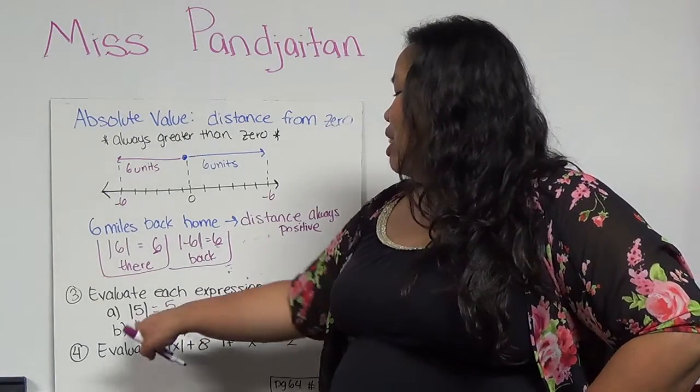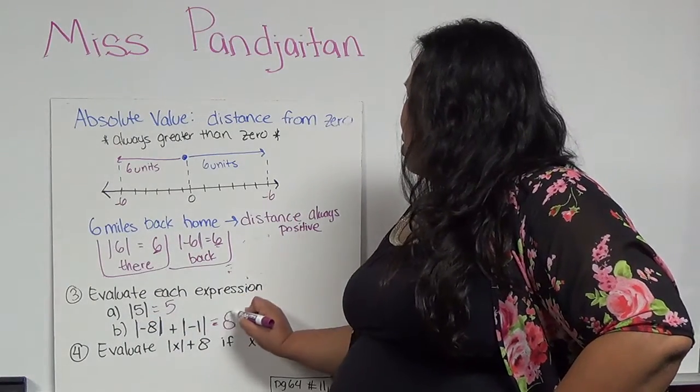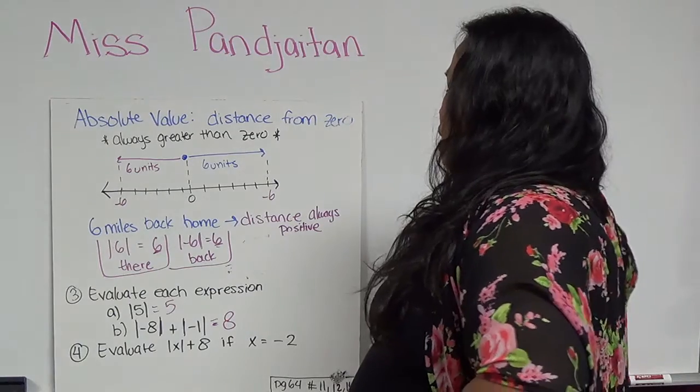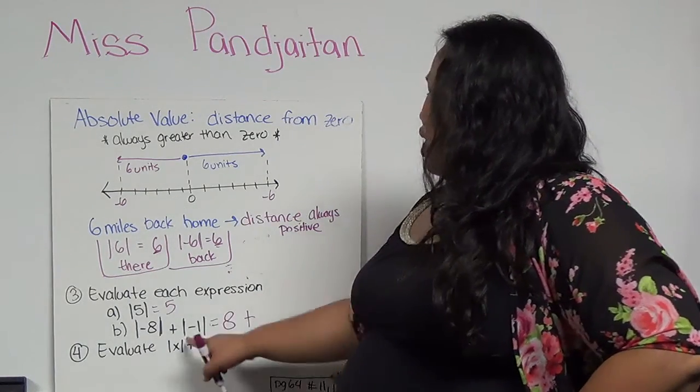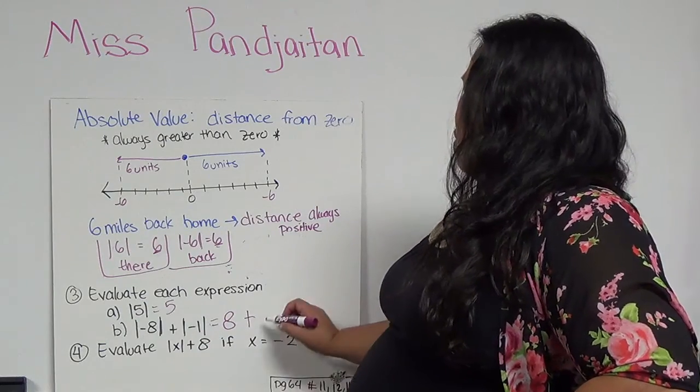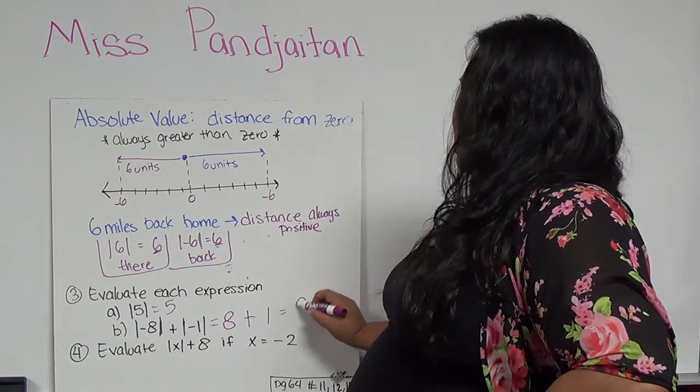Negative 8 in the absolute value represents 8. Okay? This will be an equal sign like that. Plus, negative 1 in the absolute value is 1. So 8 plus 1 is 9.